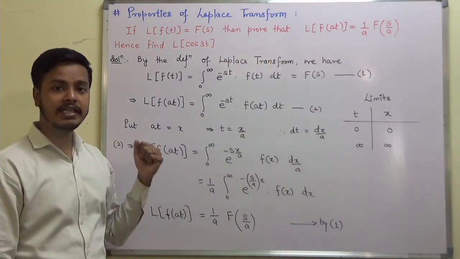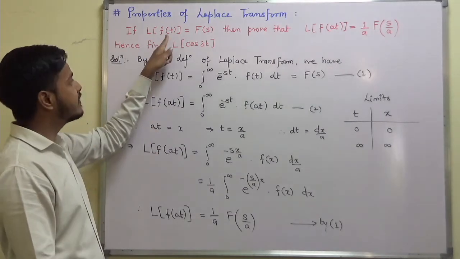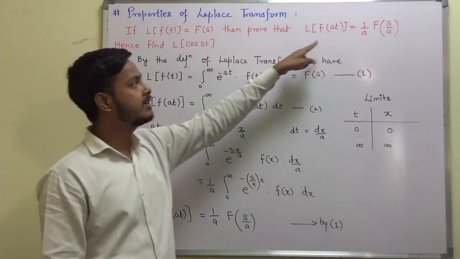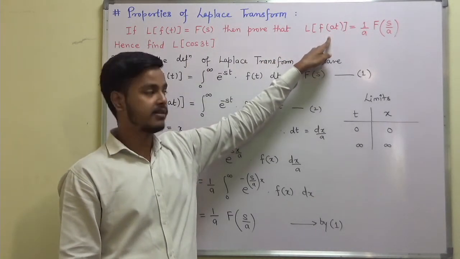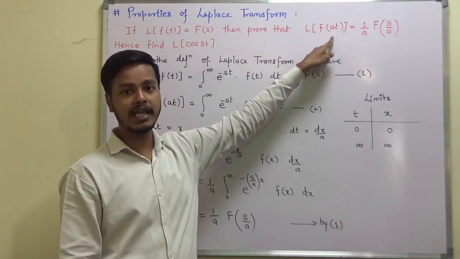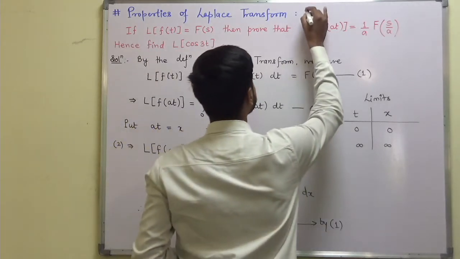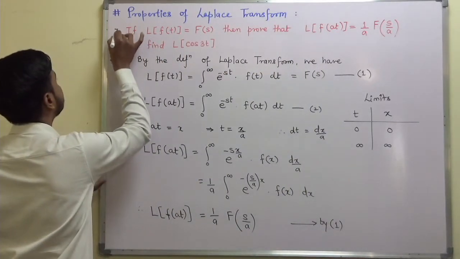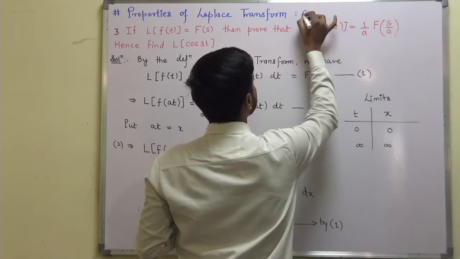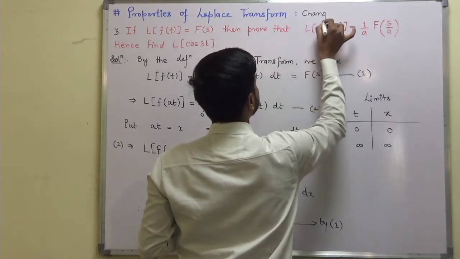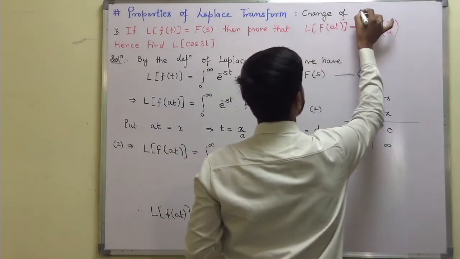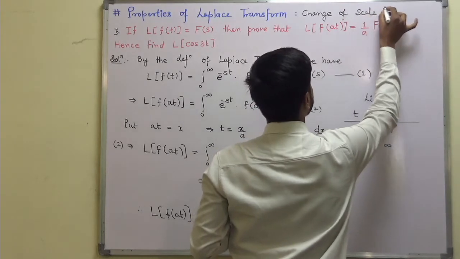What we are doing here, we have the function f of t and we are changing the scale of the function by multiplying it by a factor a. That's why this property, property number 3, is called the change of scale property.